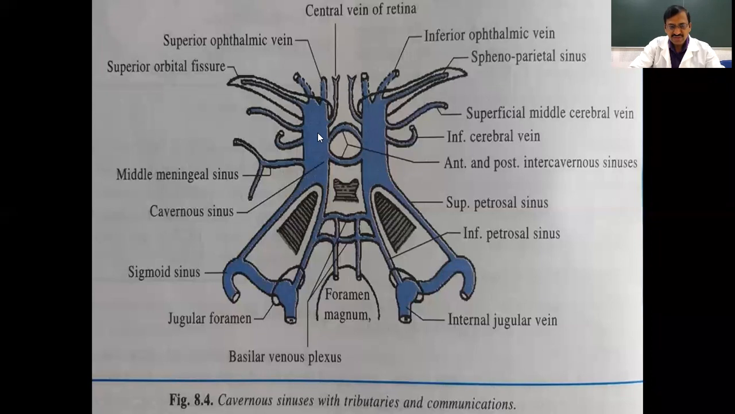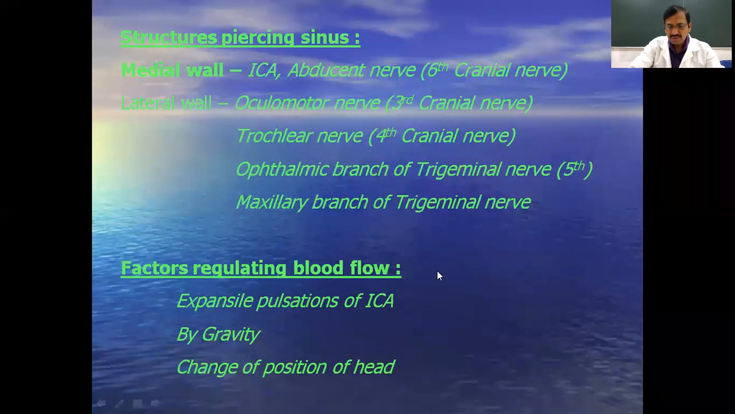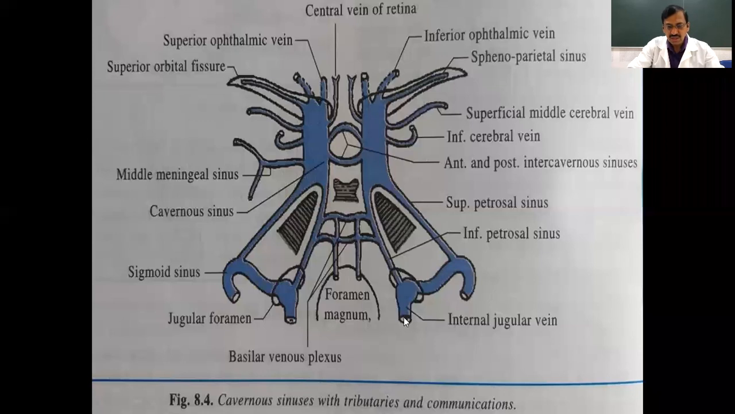Next, the cavernous sinus is communicated posteriorly with the sigmoid sinus and transverse sinus. You can see here the communication with the sigmoid sinus, in the form of the superior petrosal sinus, and this is the inferior petrosal sinus. It is communicated with the transverse sinus. And here this is the basilar plexus of veins. These are all the different structures related with the cavernous sinus.